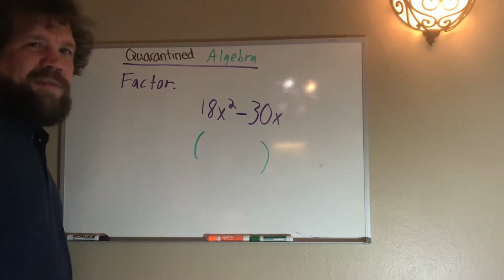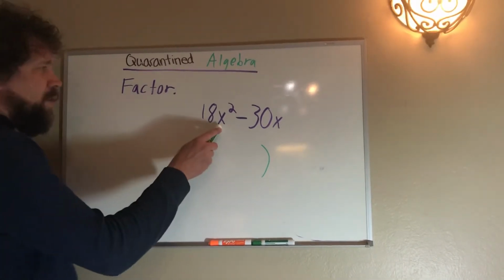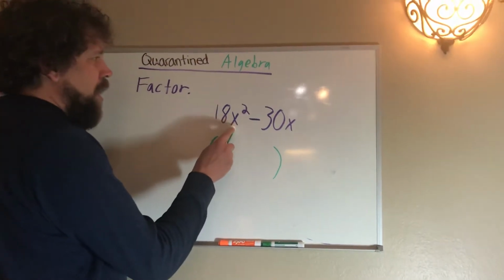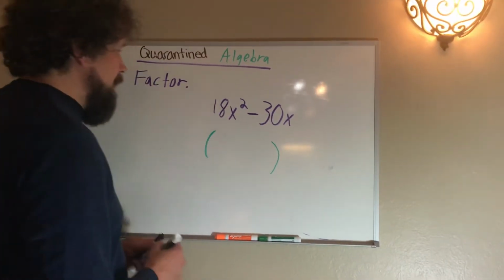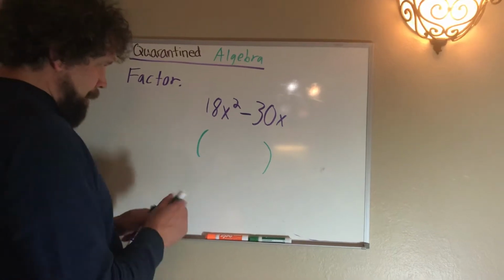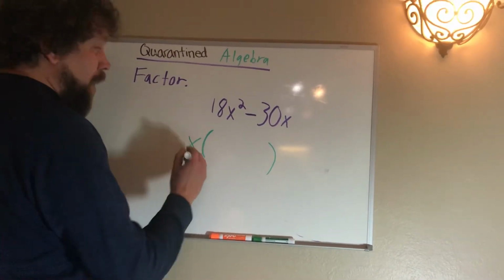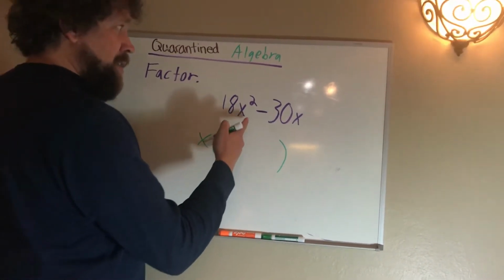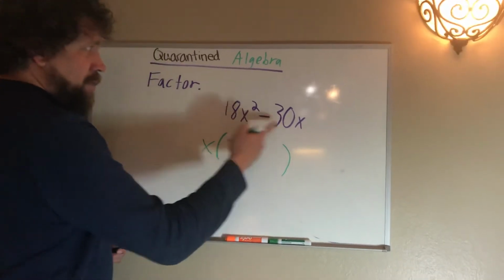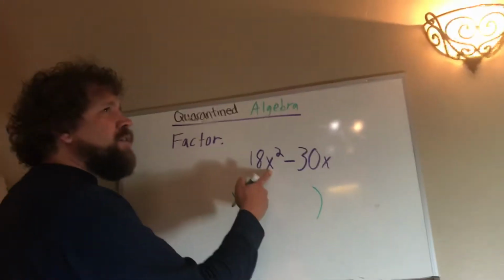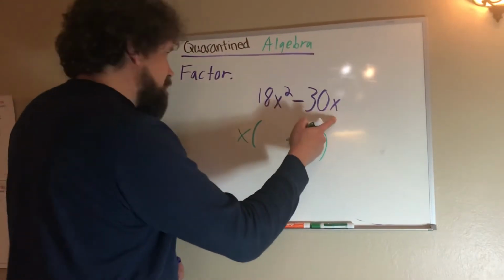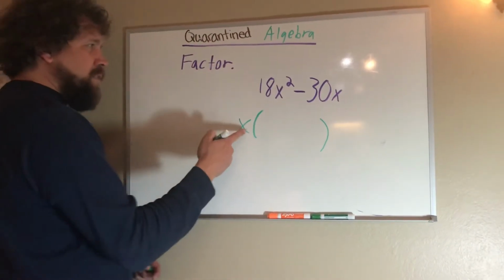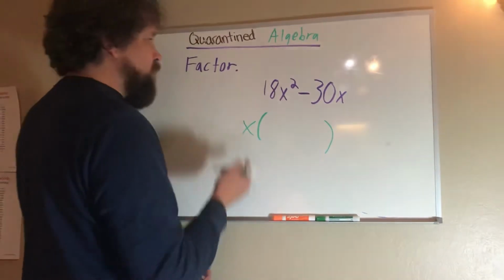If you want to start off a little bit easier, you could start with the x's. Is there an x in both terms? Yes. So I know an x is going to come out. But how many of them? Just one, because there's one x here. There are two x's here, two x's being multiplied, but this just has one of them. So that's the largest amount of x's that are in both terms that we can pull out here.